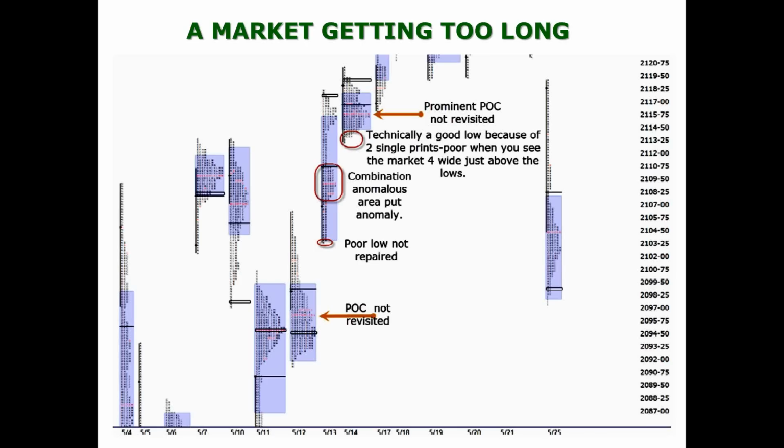So that's always a piece of information that we carry forward. You will notice on 513, we have a poor low that had not yet been repaired. That's another piece of information that's carried forward. You notice the entire shape of the 13th is, I don't know if it's the 13th or 14th, I think it's the 13th.